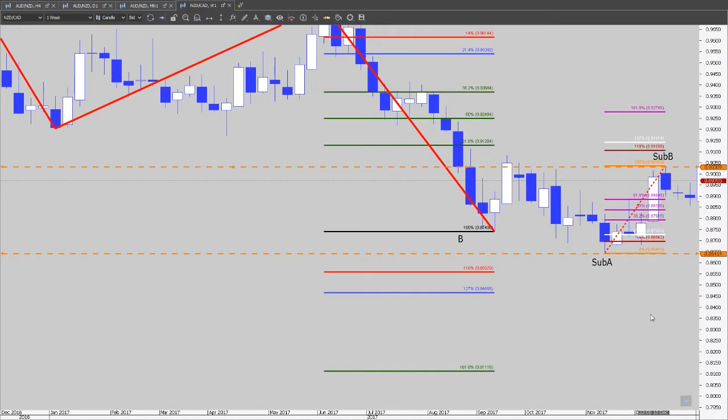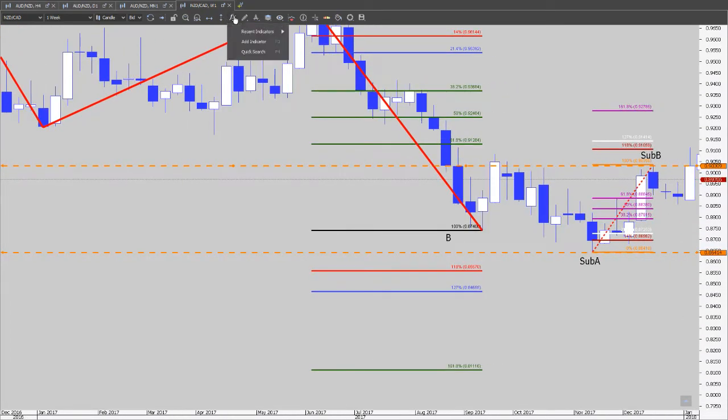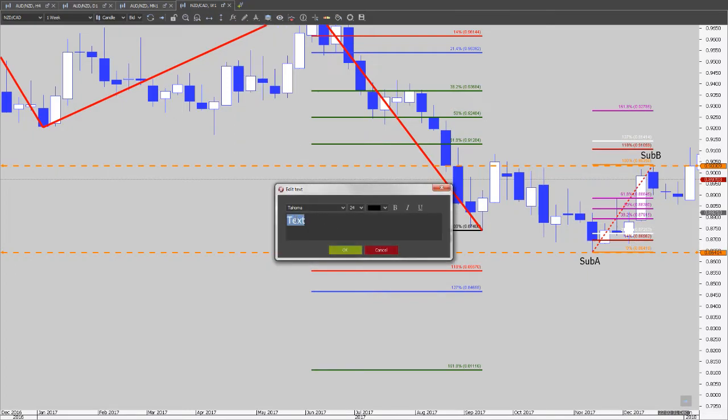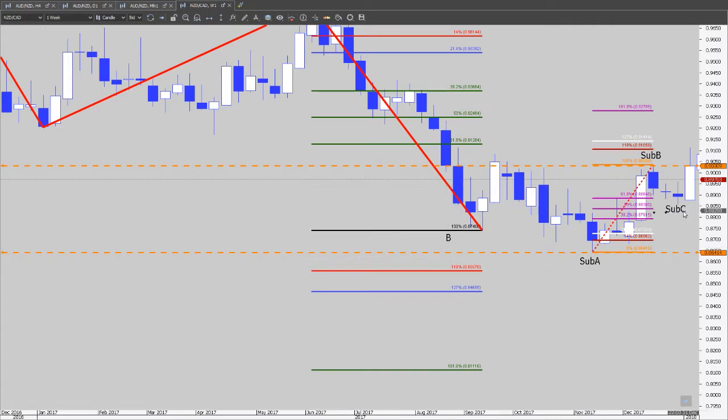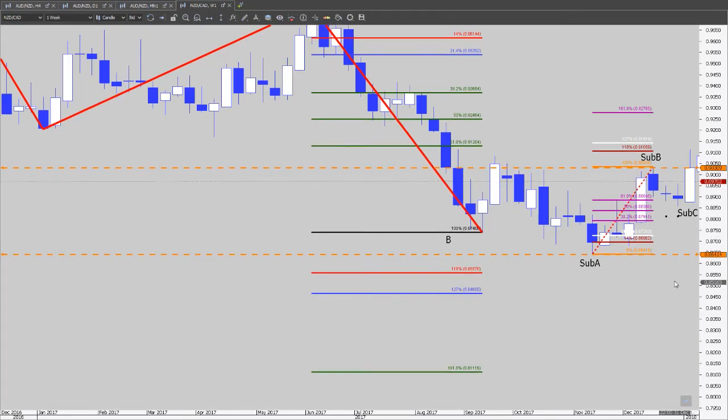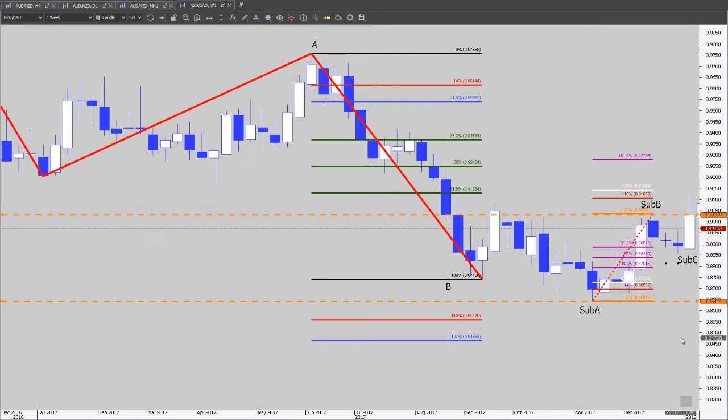So let's see. The market is moving. So far I have my sub C, right? This is my sub C, here. What is the sub C or what is the C? The same rules apply. The C or the sub C in this example is the lowest point inside the sub A sub B boundary before the market hits the appropriate extension. So let's see what is going to happen with the Contrarian Fibonacci this time.